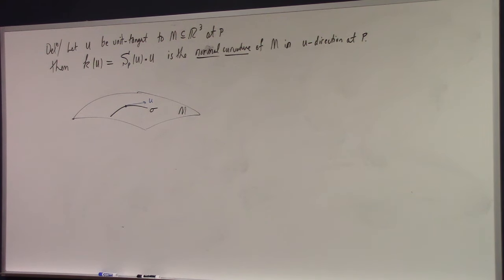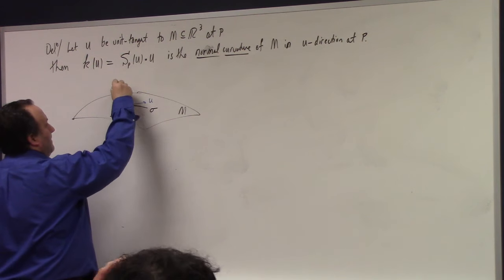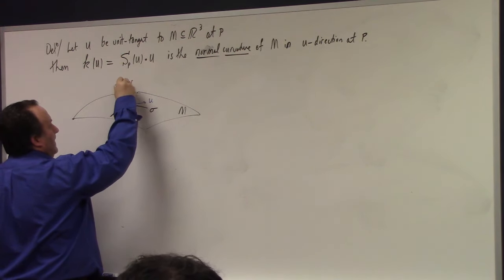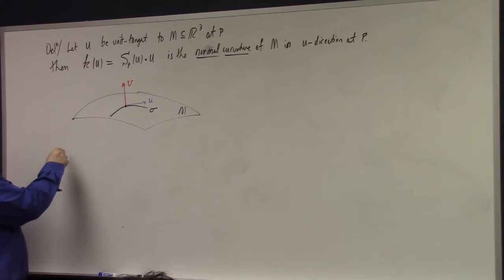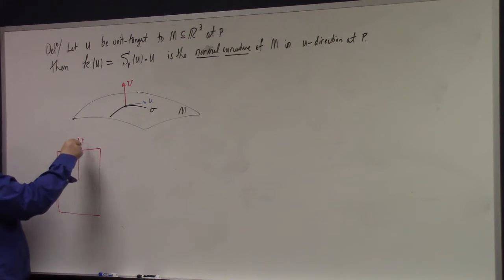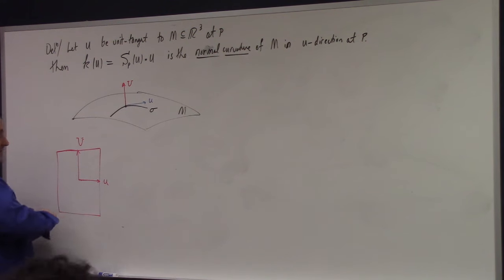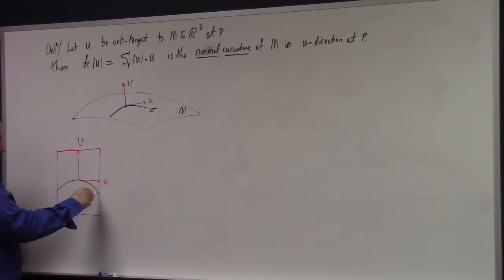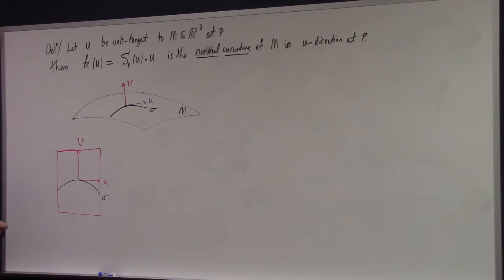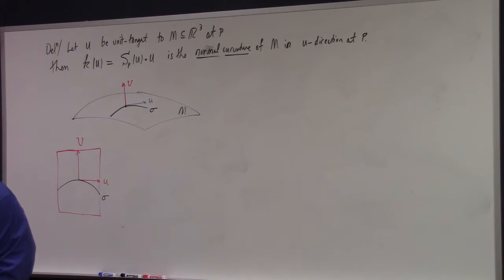If you want to think about it, you can think about it like a little plane where the unit normal goes this way, and little u goes this way. And then sigma is just a curve in that plane, right? And so then you could calculate its curvature in the sense of two-dimensional curvature of curves. So it turns out that this is the so-called normal curvature.